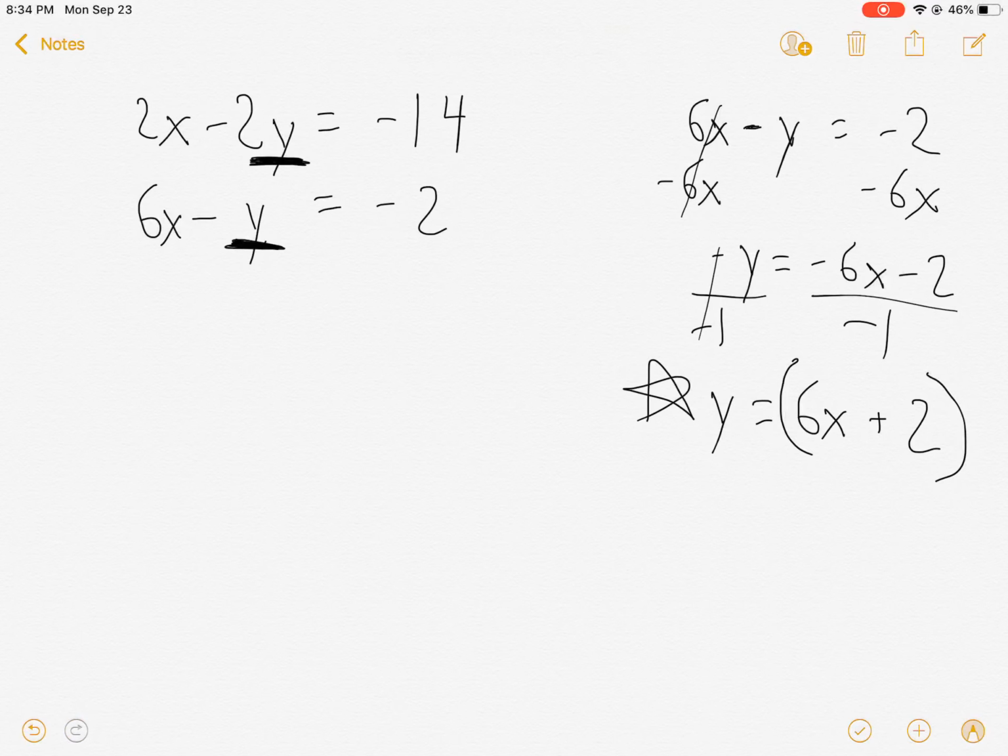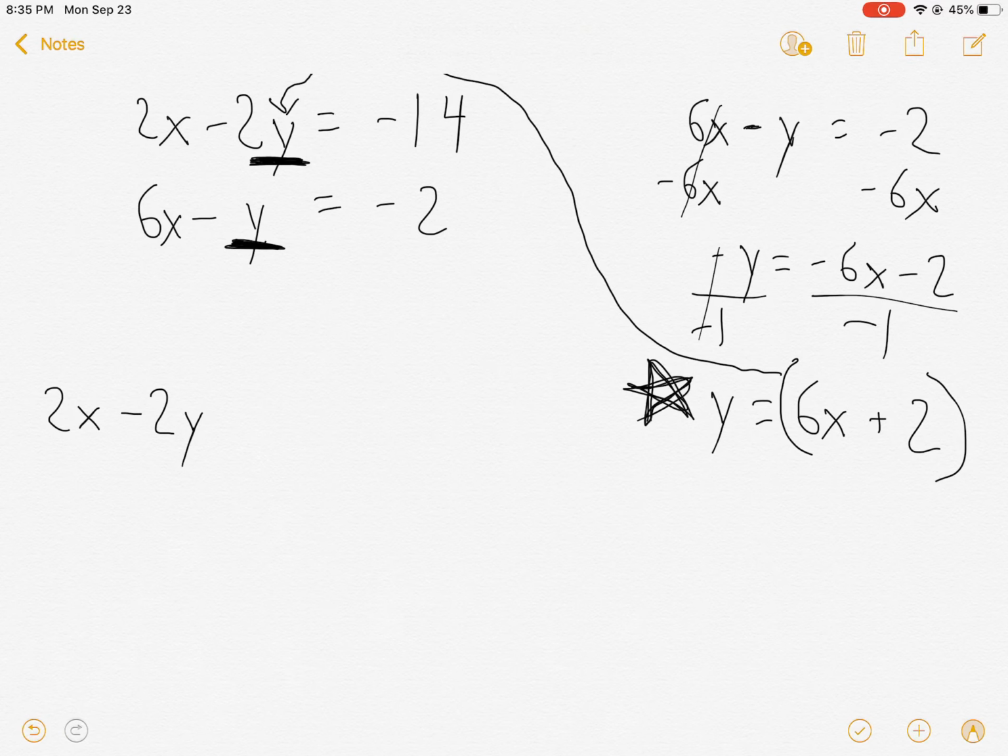So why don't we take that 6x plus 2 and substitute it, hence the name, for y. Apparently that's what y equals. That's what we found over here on the right side. That's what we found right here. I mean, we didn't do that wrong. Y truly does equal 6x plus 2. So, instead of writing y, let's just write 6x plus 2. That would give me 2x minus 2y. Sorry, instead of y, let's put in 6x plus 2 equal to -14.